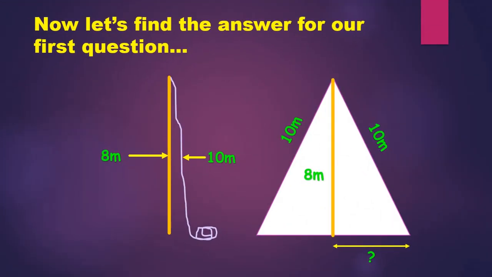Now, let's find the answer for our first question. What is the length from the bottom of the post to the point where the rope should be fixed to the ground? Post your answer on Google Classroom.